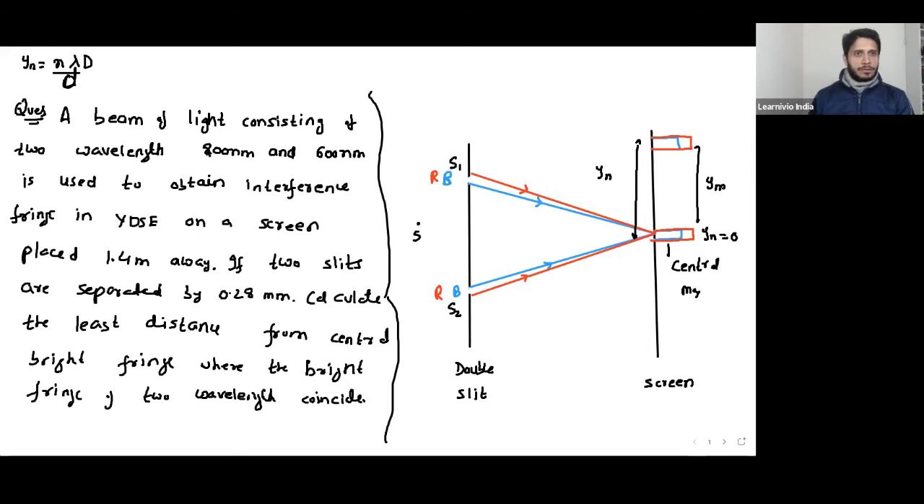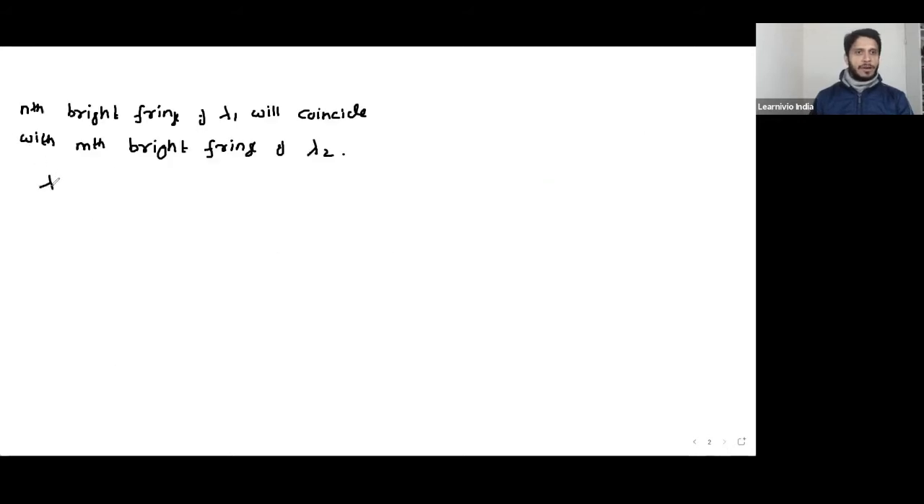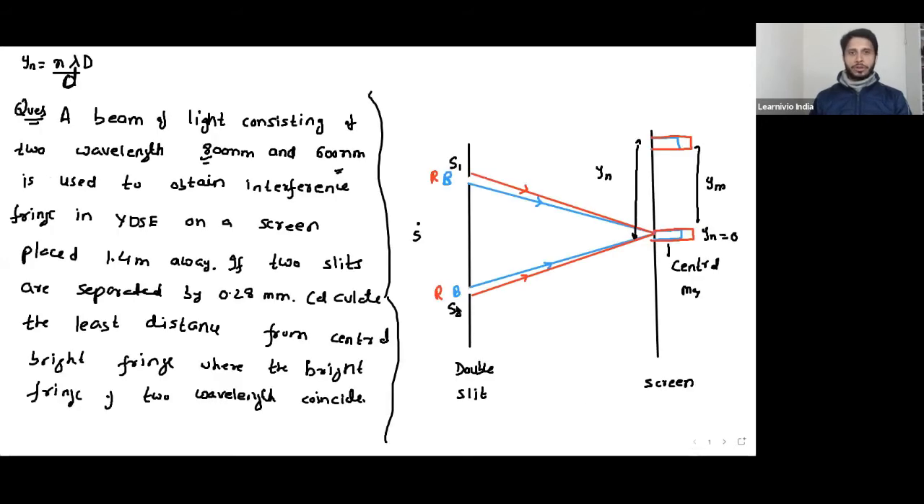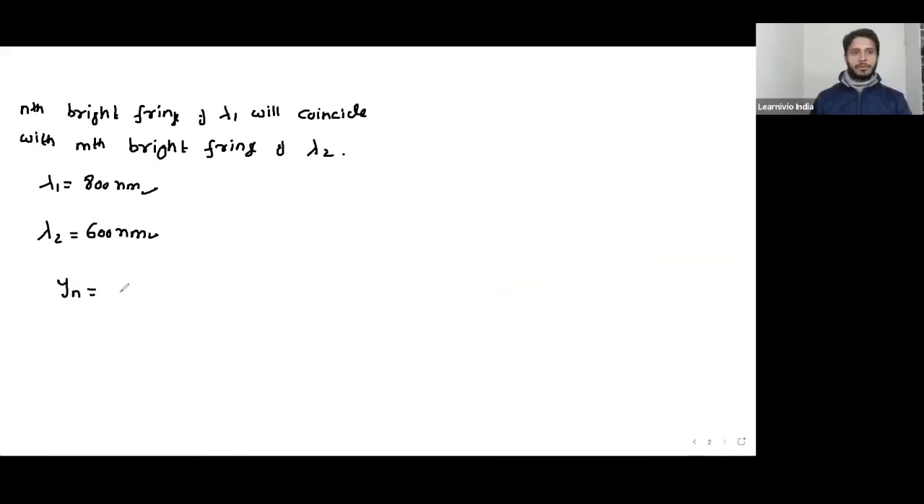Lambda 1 is 800 and lambda 2 is 600 nanometer. Wavelength lambda 1 is 800 nanometer, and I'm writing lambda 2 as 600 nanometer. That we know, the value of lambda 1 and the value of lambda 2. Now, if both the fringes coincide here, can you relate Yn and Ym? This will be equal, right? Yn will be equal to Ym.